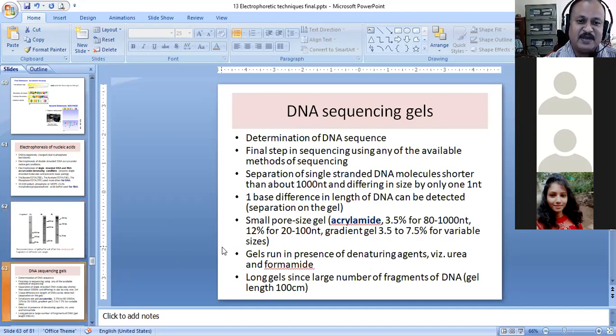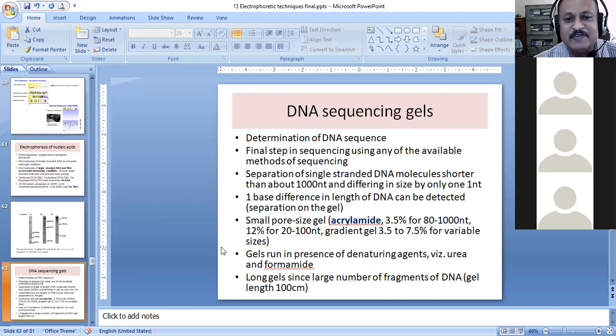Then we come to the next slide, that is DNA sequencing gel. Now, what do you understand by this term DNA sequencing gel? It is a gel which is used for the DNA sequencing experiment. What is DNA sequencing? Sanger's method. Very good. Sanger's method and any other method? No, sir, we have only done Sanger's method. The other method is called Maxam and Gilbert's method. What do they do in these methods, do you know?